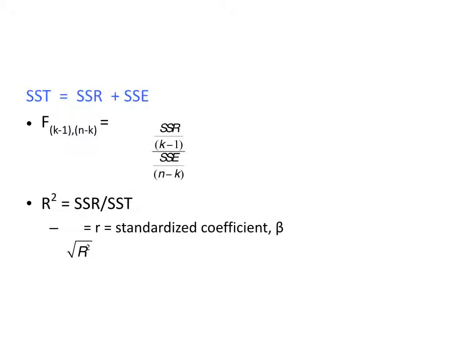And r squared is in fact the square of r, which is the standardized coefficient for beta, mathematically.